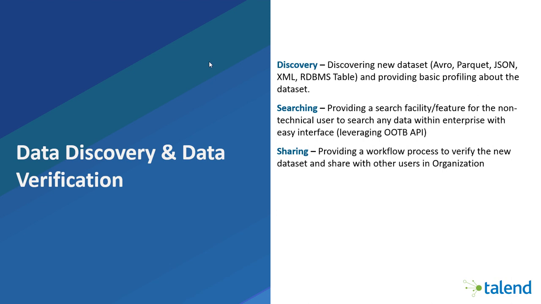about the data set. And then the second one is basically searching, so as a data owner they can search any new data sets in the catalog system. So we provide a predefined search profile, or we call it a worksheet. And then the third one is basically sharing. So sharing is more like how a data owner manager kicks off a workflow process to verify the new data set and then share it with other users in the organization.